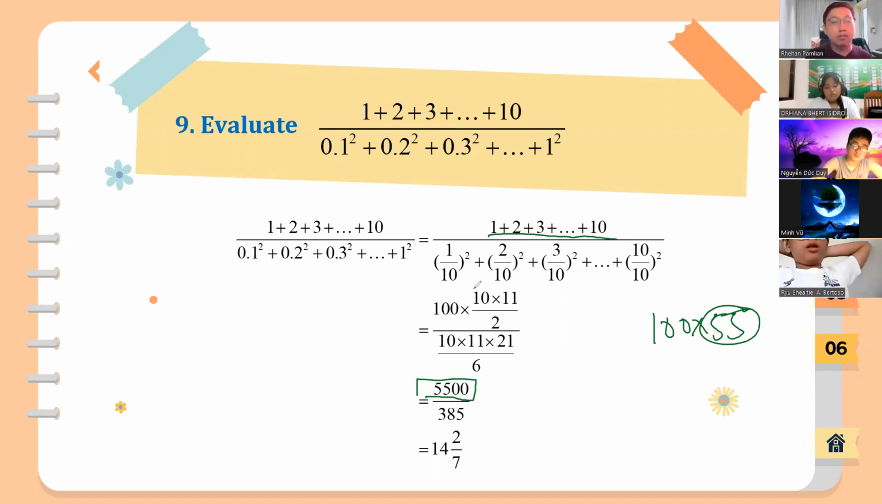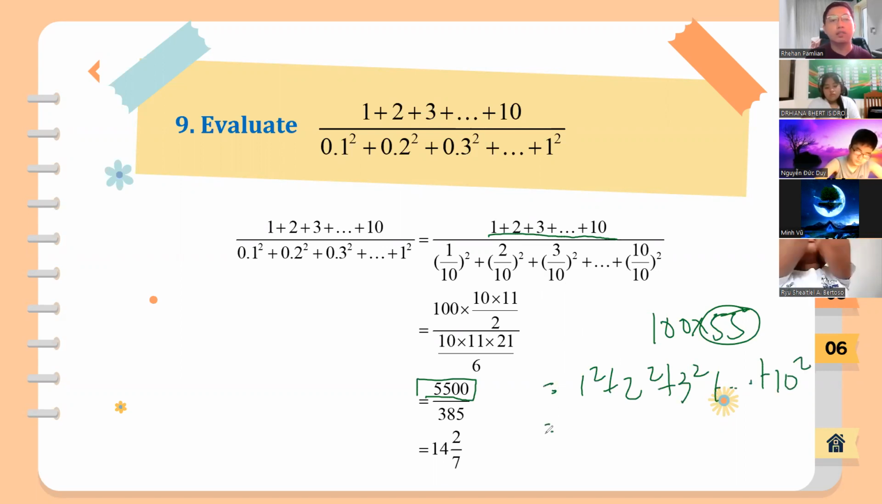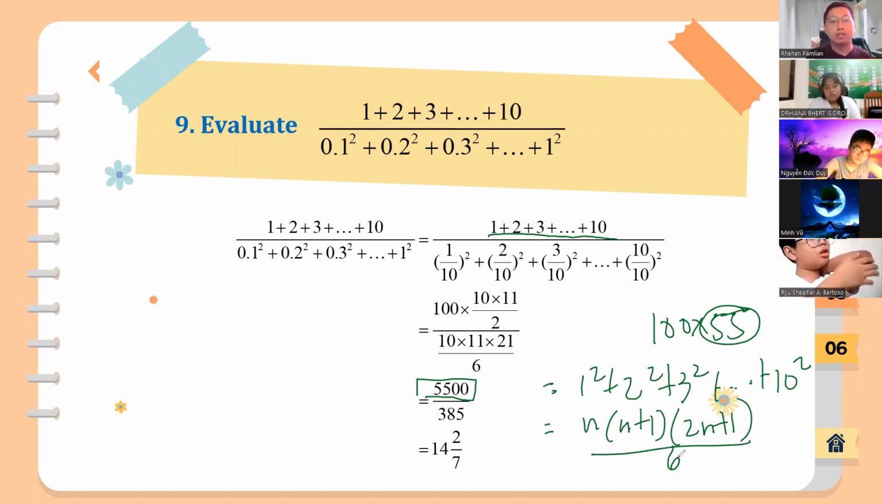So in the denominator, you'll be left with 1 squared plus 2 squared plus 3 squared plus all the way to 10 squared. So to solve this, you need to take account of the formula that we know. That is going to be n times n plus 1 times 2n plus 1 over 6. So this is the formula for the sum of squares, correct? So using the sum of squares, you will get 385, and then getting the mixed fraction value, that's 14 and 2 over 7. So that is the final answer, 14 and 2 over 7. Okay, so did you guys understand?